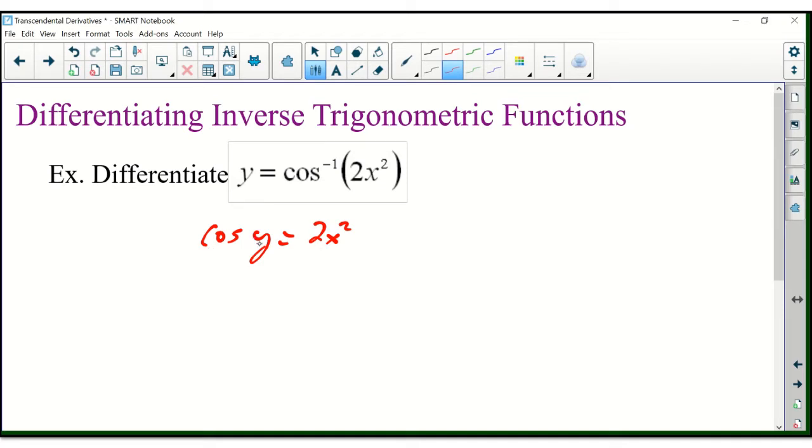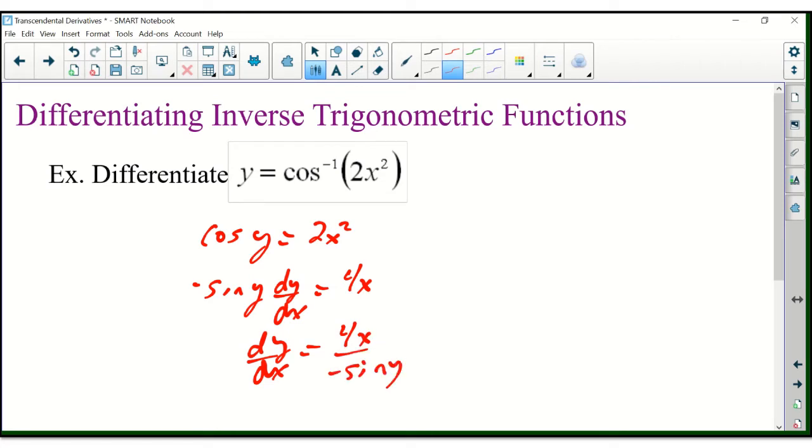So the derivative of cosine u, that's an earlier derivative rule we've already learned. Cosine u is negative sine u times the derivative of u. Take the derivative of the right side, 4x. So I'm trying to solve for the derivative. So dy dx is 4x over the negative sine of y.